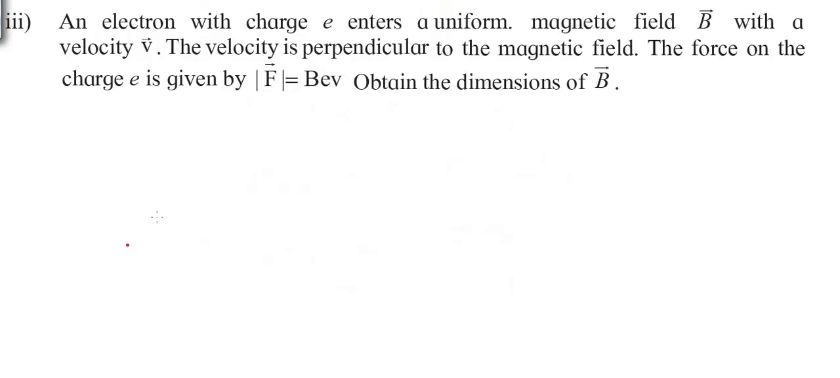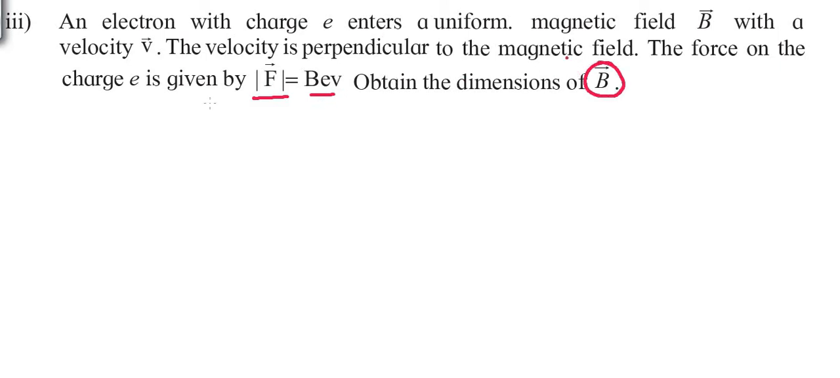An electron with charge e enters a uniform magnetic field B bar with a velocity v bar. The velocity is perpendicular to the magnetic field. The force on the charge e is given by F bar. Magnitude of F bar is equal to Bev, B magnetic induction, e charge, and v velocity. Then find the dimensions of B bar.